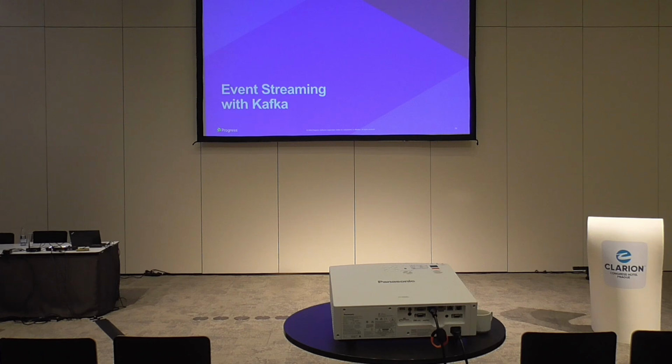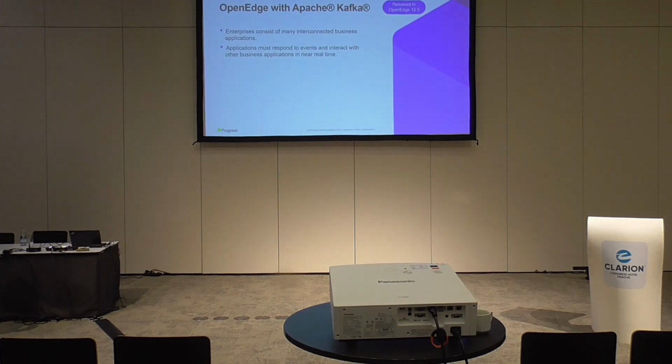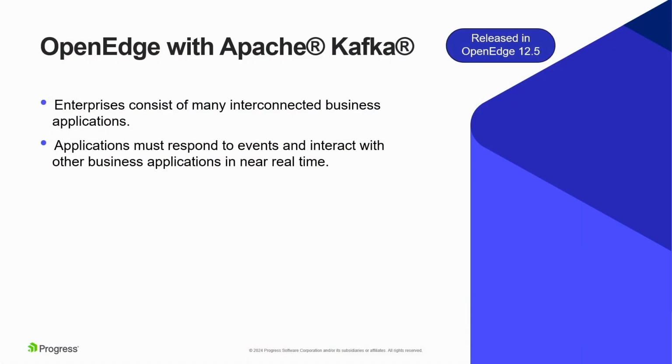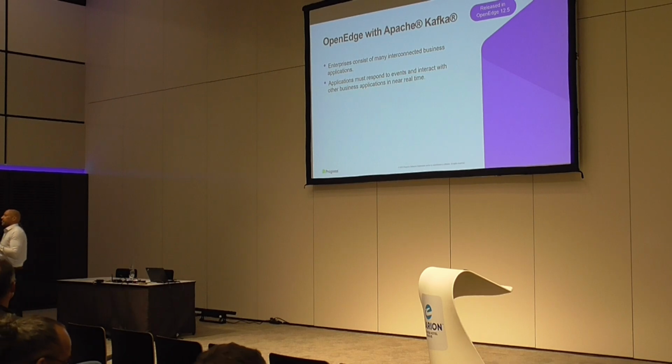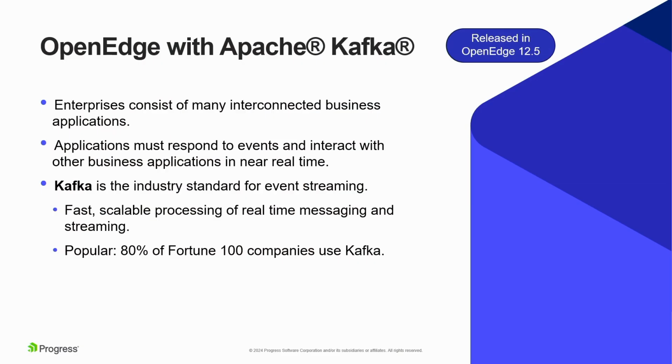All right, moving on. In 12.5 we introduced an integration between OpenEdge and Apache Kafka. And this is really exciting because most of us know that enterprises consist of many business applications that need to interact with each other. They need to respond to each other's events, and this has to happen in real time or near real time. Many of us already had used Kafka in the past or incorporated Kafka in some way into their organization and processed messages this way.